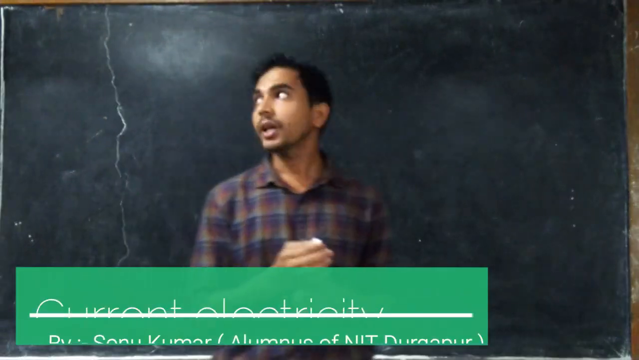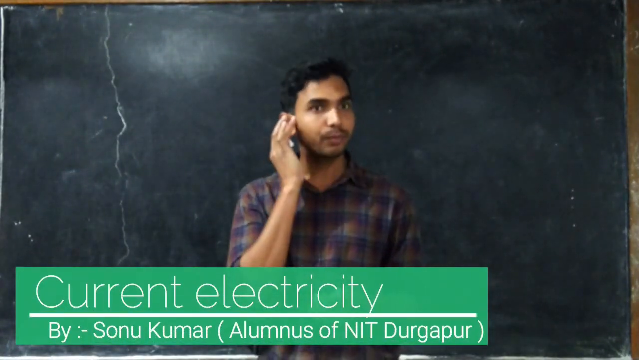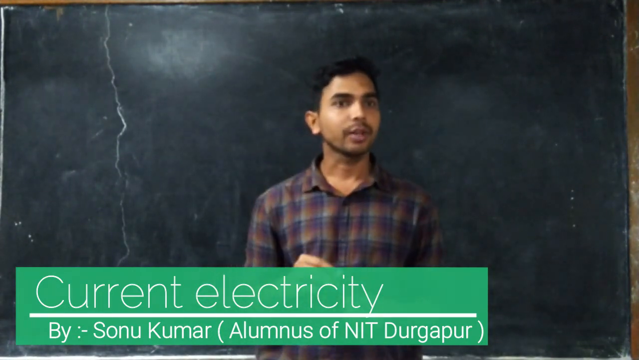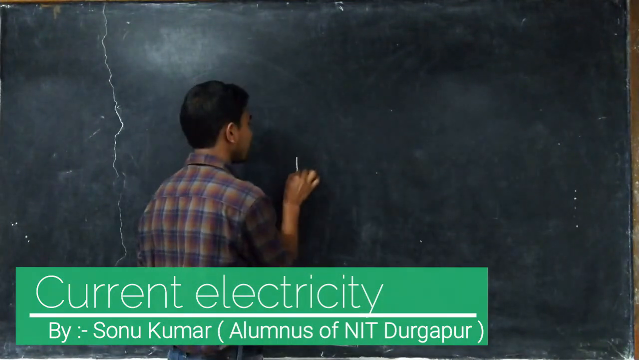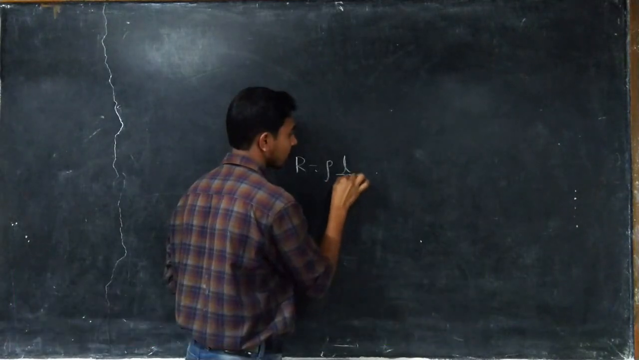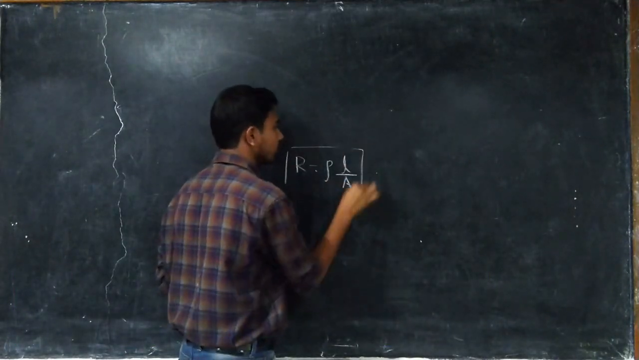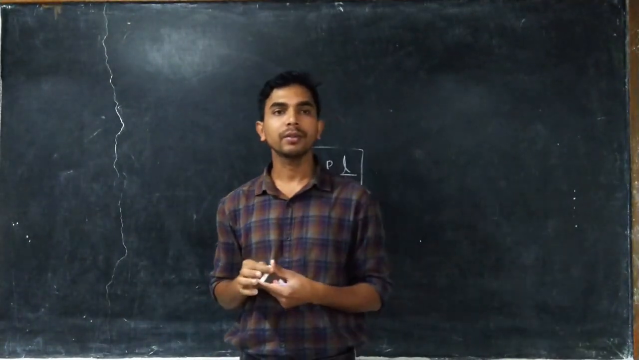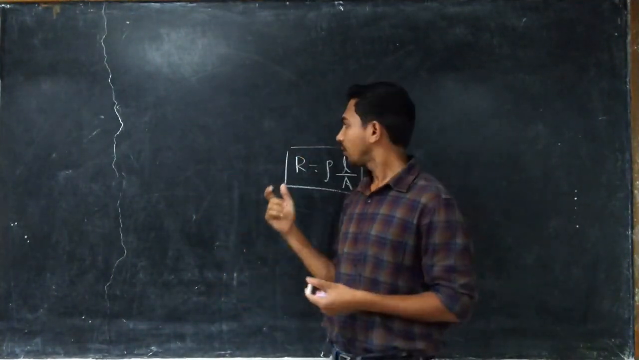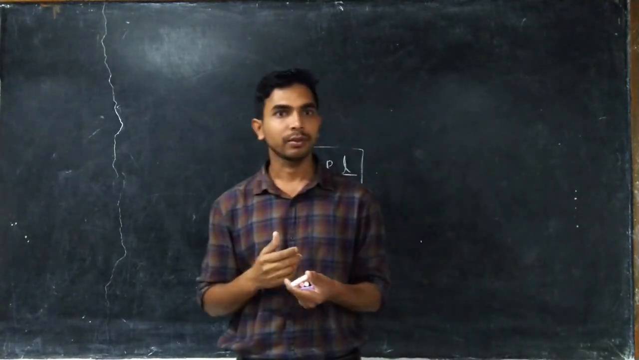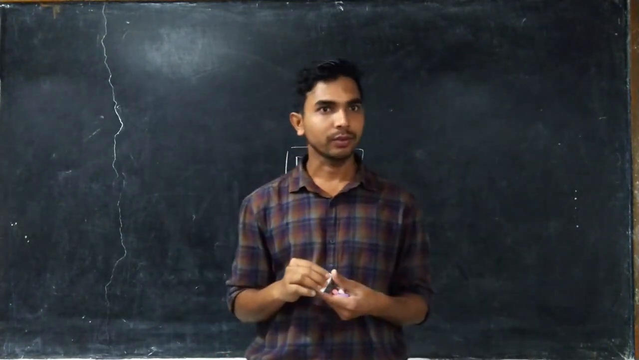Okay, so today I'm here with lecture 4 of chapter 3. Yesterday I derived that resistance is equal to rho L by A. So this is your resistance. But today we are going to discuss some definitions related to resistance, like what is resistance.